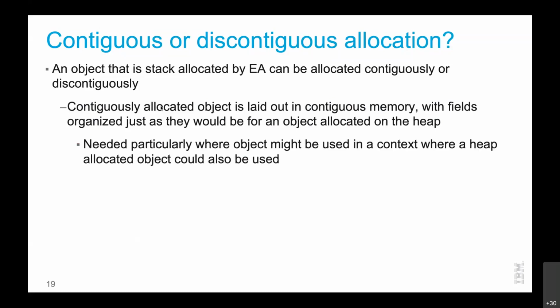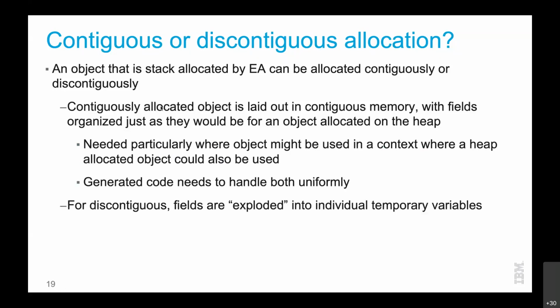The reason that EA sometimes needs to lay out an object contiguously is that it might be used in a context in the generated code where a heap allocated object might also be needed, or might also be accessible. So if a piece of code that's ultimately going to be generated might be referring to a stack allocated object, or it might be referring to a heap allocated object, EA has to lay out the stack allocated object in a contiguous fashion so that the memory layout looks the same, and the JITted code runs properly on it.